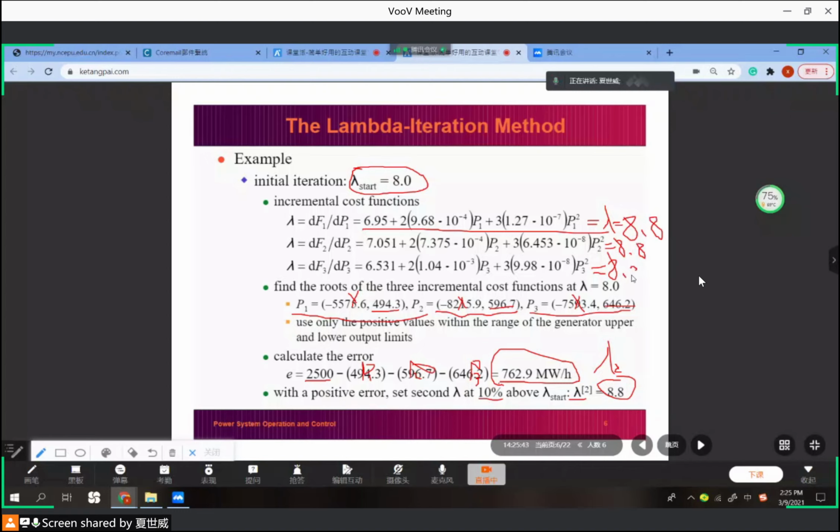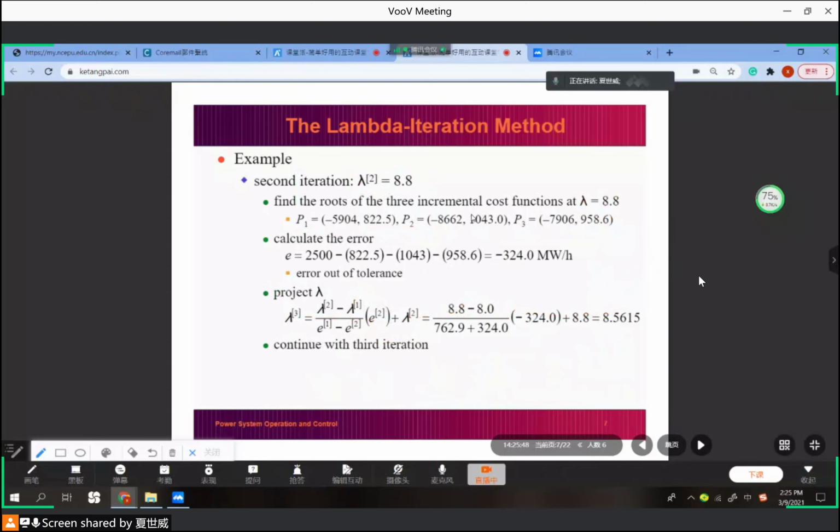You will get the updated values of P1, P2, P3 for the new lambda of 8.8. The negative is impossible. So you will update the error between the generation and the load. Here you find this is negative. That means the total generation is too large. You should decrease the generation.